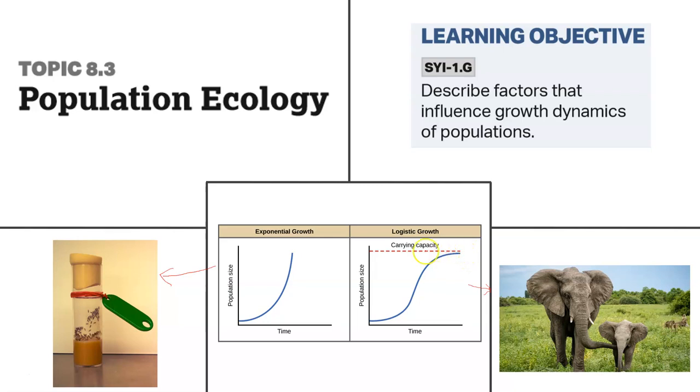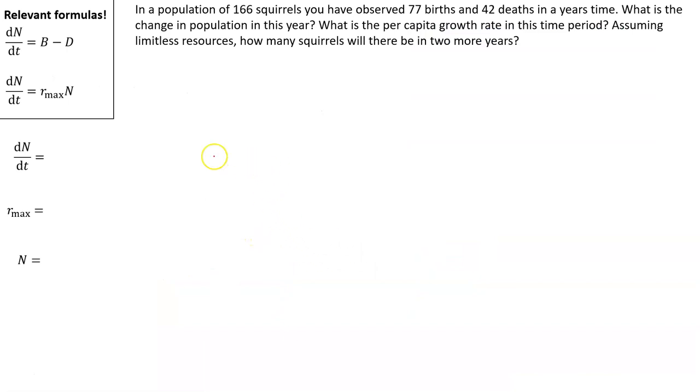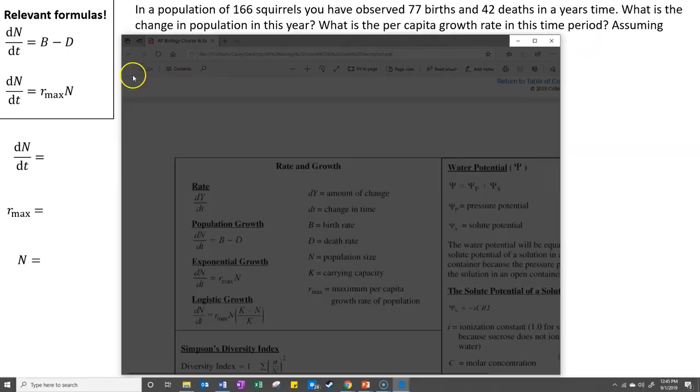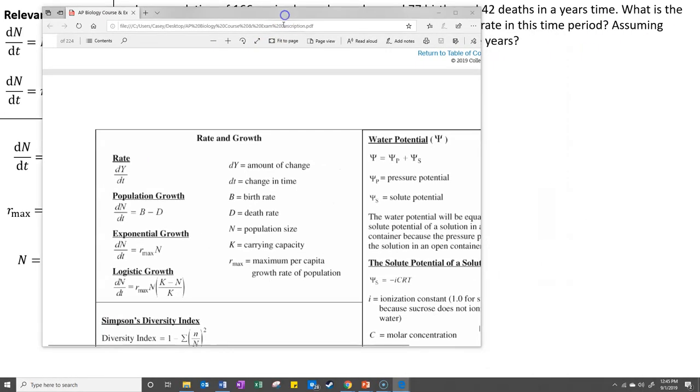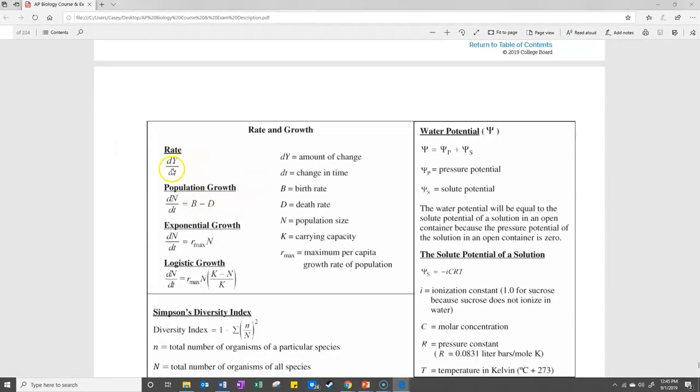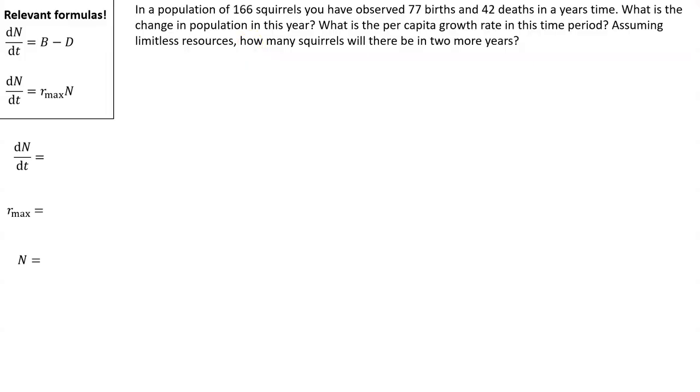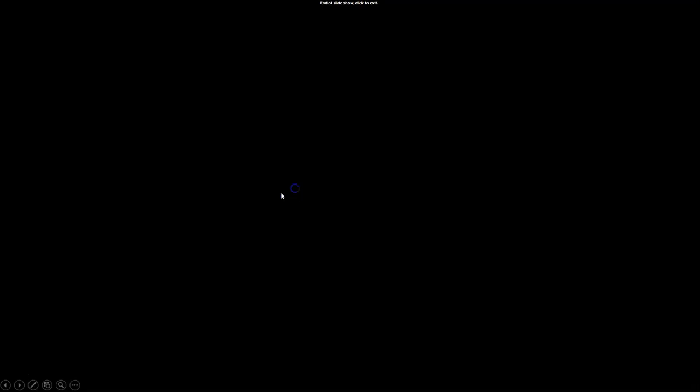Okay, so before we can get into logistic growth, I want to talk about exponential growth, and there are some relevant formulas on your formula sheet. I'm just going to pull over the formula sheet here so you guys can see where to find these formulas. Here's a copy of your formula sheet. Rate and growth. It's in this box right here. You're going to see a bunch of formulas. The two we are going to be dealing with in this video are the population growth and exponential growth formulas. So just keep that in mind. I have them written on the slide here, and here they are up in the corner.